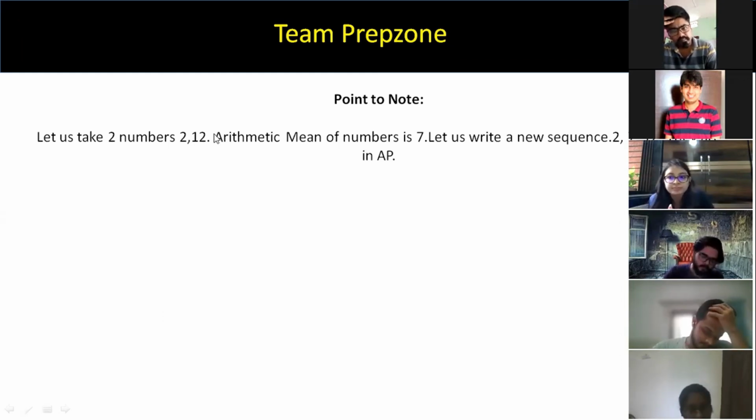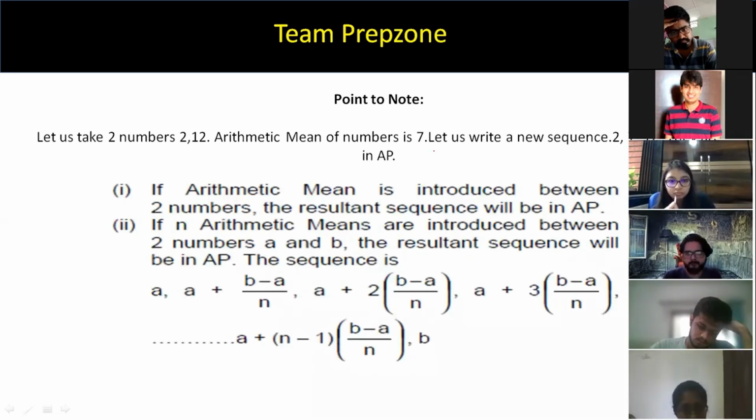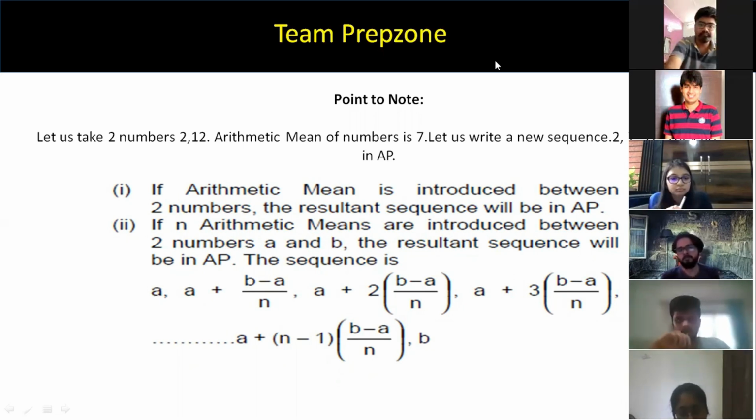What is the arithmetic mean of 2 and 12? 12 plus 2 by 2, 7. I put 7 in between: 2, 7, 12. So this is also an AP. It is the same thing I mentioned above: if you keep on introducing arithmetic mean between two numbers, the resultant terms will also be in AP. That is it in a very simplified form.